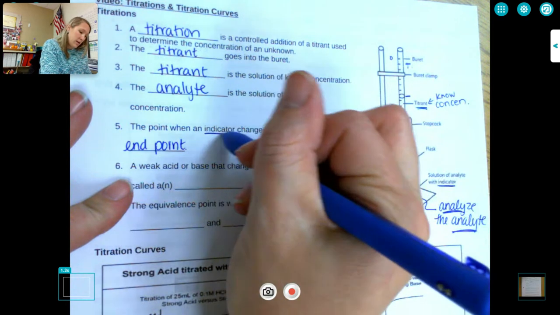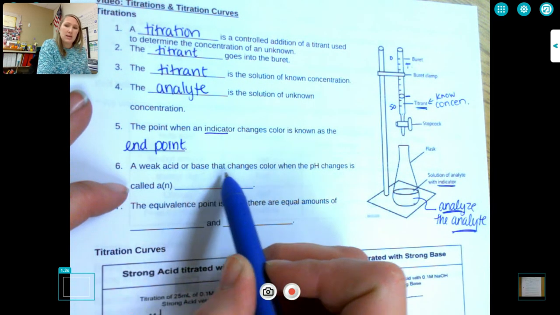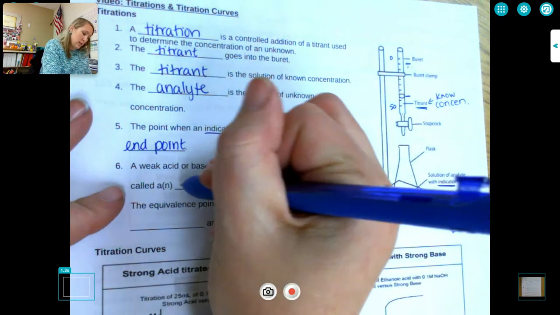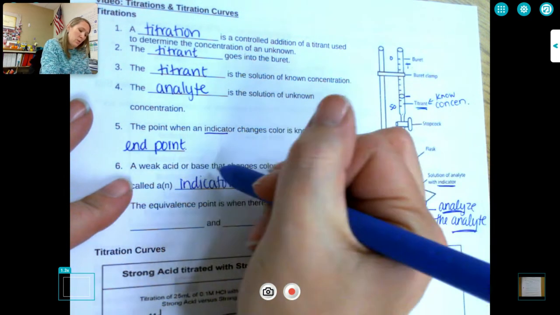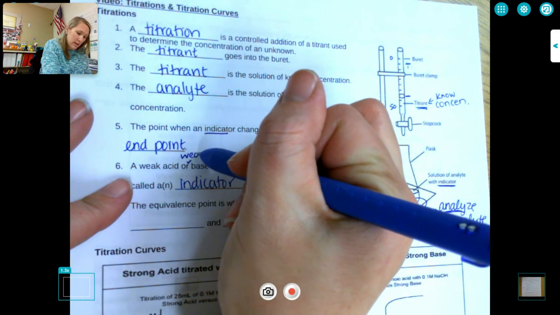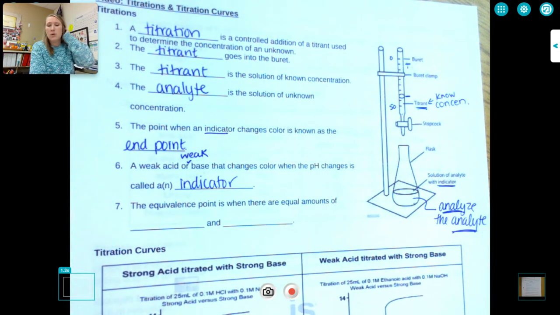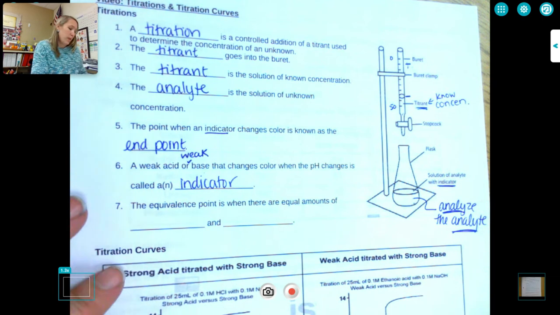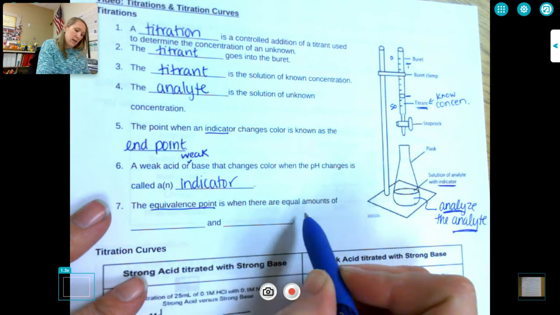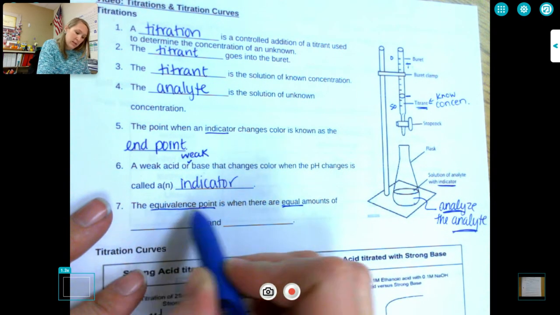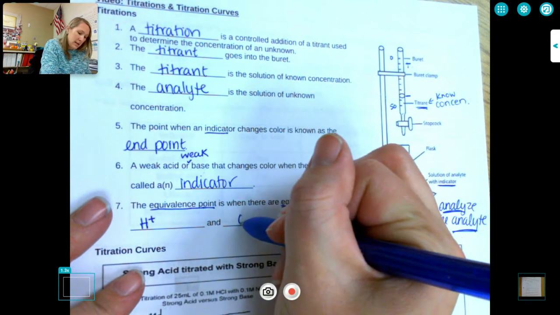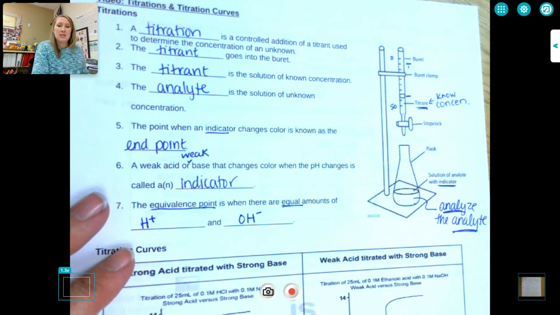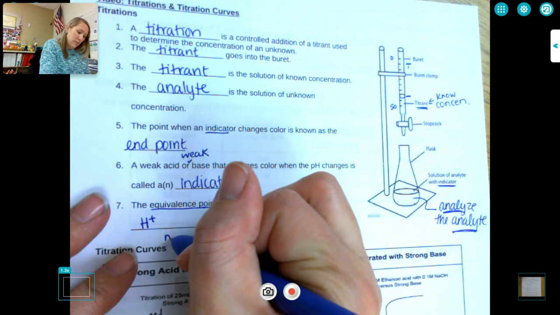An indicator is a weak acid or base that changes color when the pH changes. It's a weak acid, and this also is a weak base too. We'll talk more about those in an upcoming video. The equivalence point is where there are equal amounts of both hydrogen ions and hydroxide ions. That means that if our hydrogen and hydroxide ions are equal, we have a neutral solution.